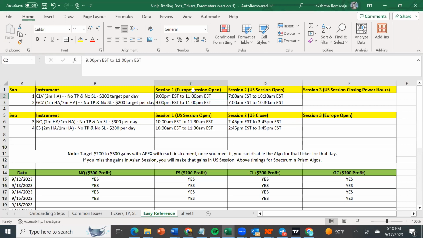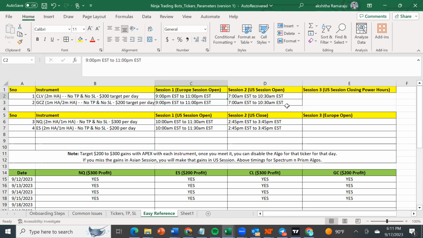And generally, whenever it is a range, whenever it is low volume, generally we go with 1 minute or 2 minutes Heikin Ashi with no stop loss and no target profit. And whenever there is high volume, a lot of volume or a lot of trend, then we can increase a little bit. For example, on Friday I said, yeah, it is looking bearish, there is a trend, so you can go with 3 minute Heikin Ashi chart.